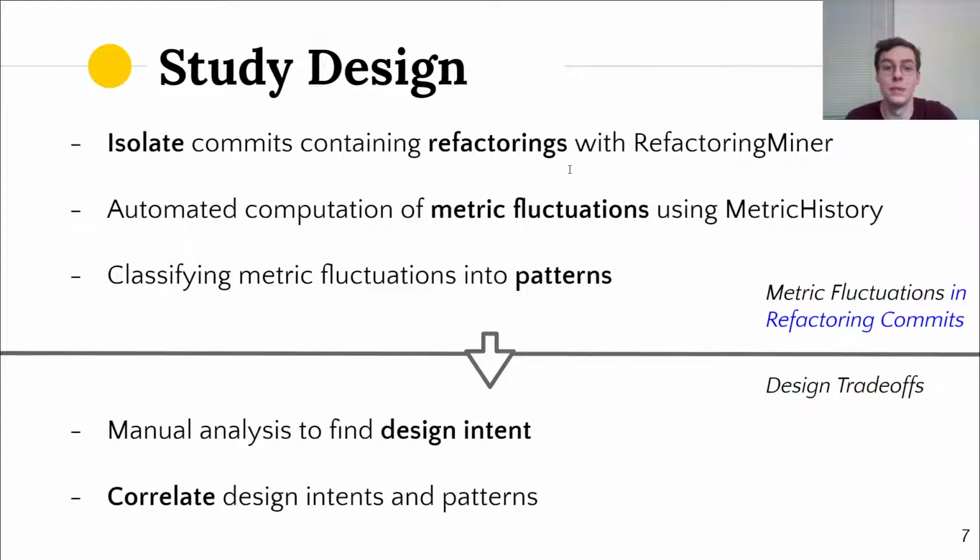In order to build a ground truth to compare the metric fluctuation against, we analyze manually each refactoring commit to find if there was a design intent from the developer for the changes. This is by far the longest step as it requires extensive human intervention. Finally, we examine the correlation between the metric fluctuation patterns and the commits containing design intent.